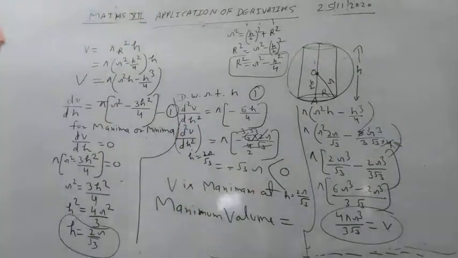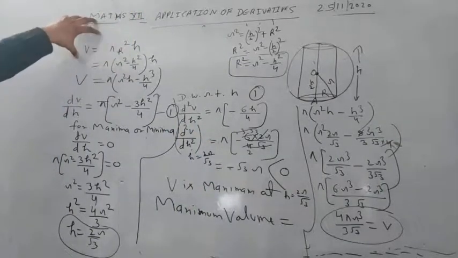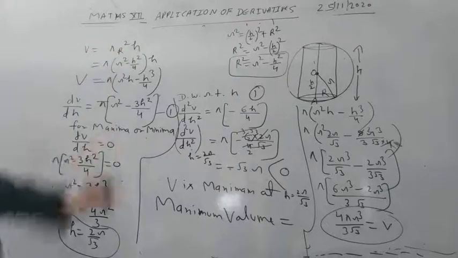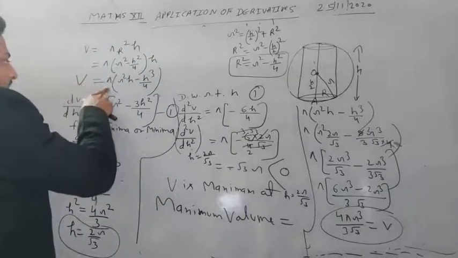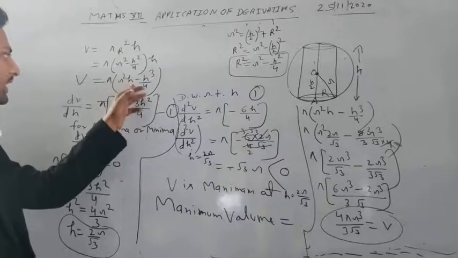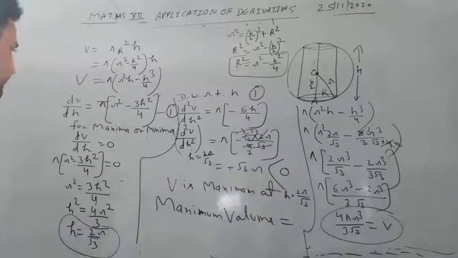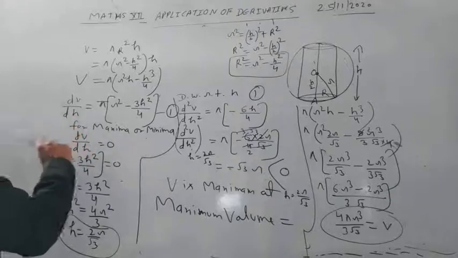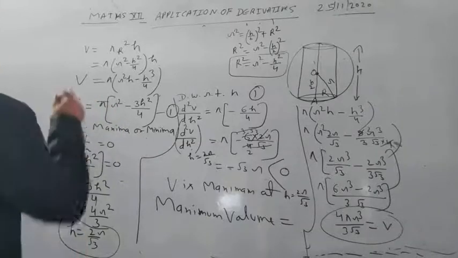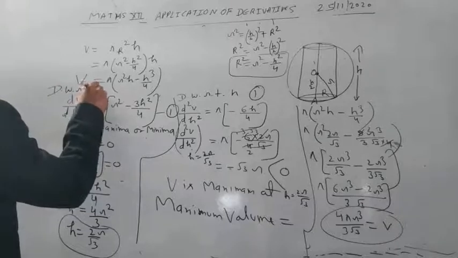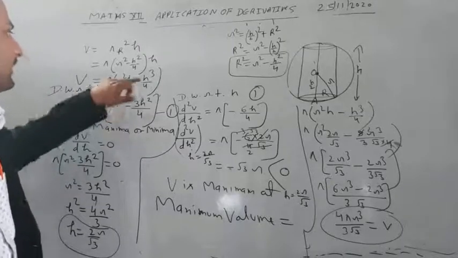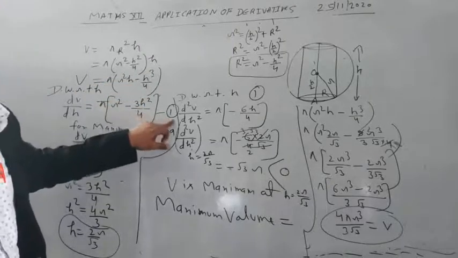Now we will substitute this value in the volume of the cylinder. In place of R square we write r square minus H square by 4, into H. So the volume is pi times r square H minus H cube by 4. Now dV by dH will be pi times, differentiating with respect to H, r square minus 3H square by 4, and this is equation number one.